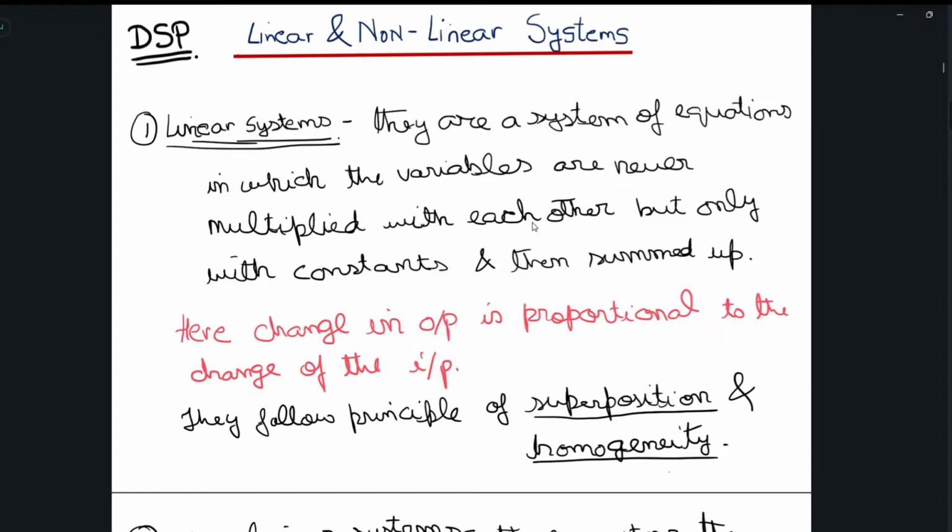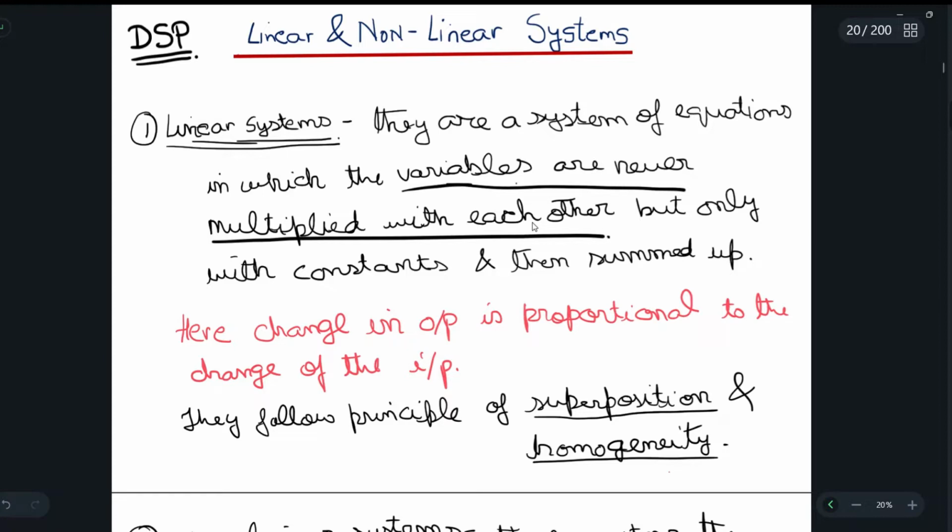Now what do they mean by this? First of all, let us break up this statement into various parts. Let us see this part first: the variables. What are variables? We know that variables are represented by X and Y or Z, or you can take any other alphabet to represent variables because they change with time. So in a linear system, the variables are never multiplied with each other. That is, you can never write XY, YZ or XZ. You will never see such a case in linear systems, but they can be multiplied with constants and then they can be summed up.